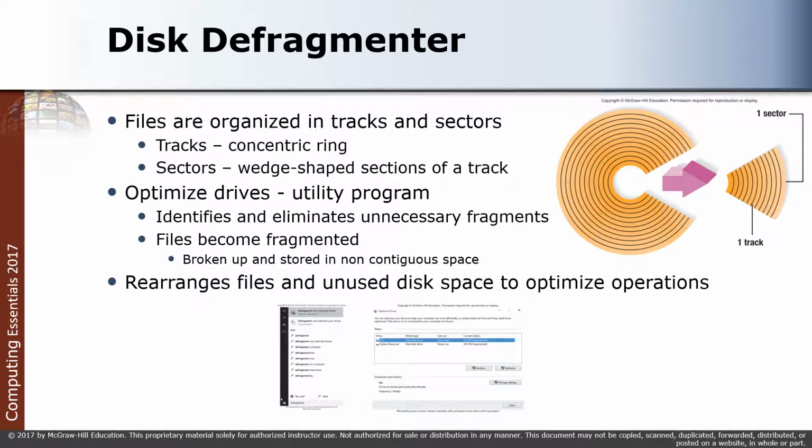Disk defragmenter, yeah, it helps you to, as mentioned here, rearrange files and unused disk space to optimize operations so that your computer can become faster.